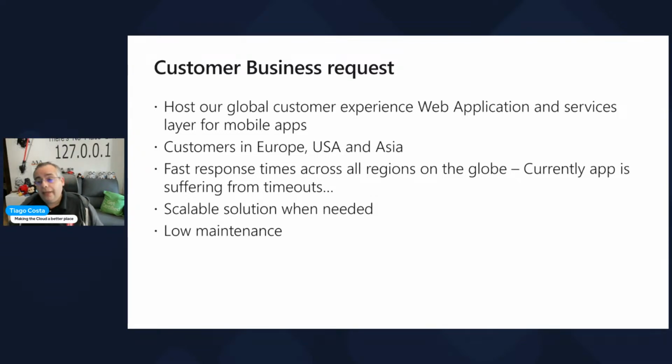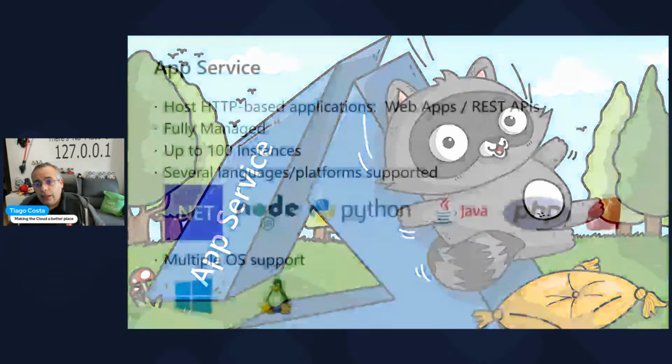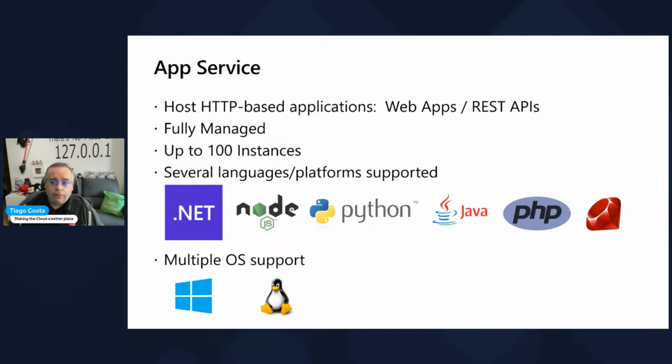Then they got back to me, and I did some analytics, got some data from them, and I said, well, your answer is definitely app services. And what is app services, so that everyone here is up to speed with me? It's a service that we have to run HTTP-based applications, like web apps, like REST APIs. It is fully managed. You can scale up to a lot of instances and it supports several languages or platforms.